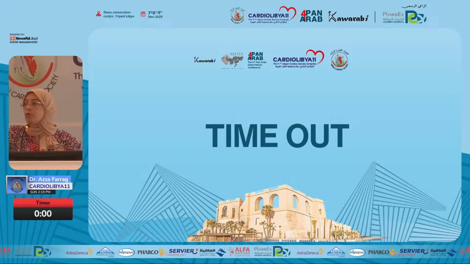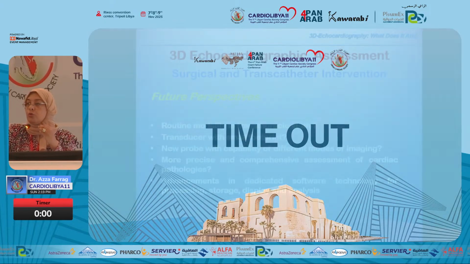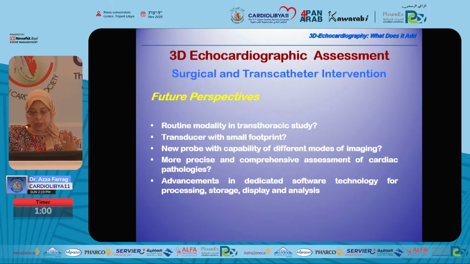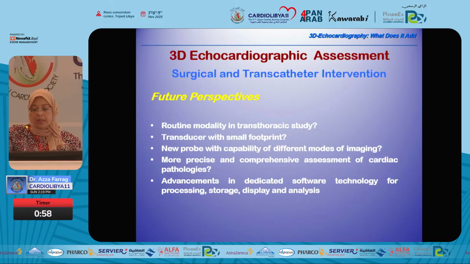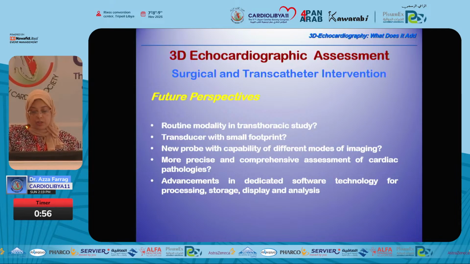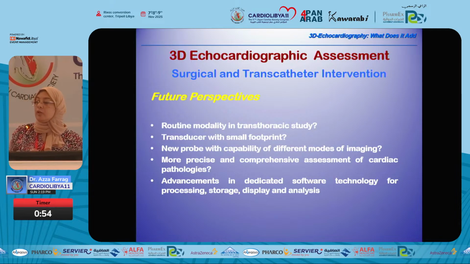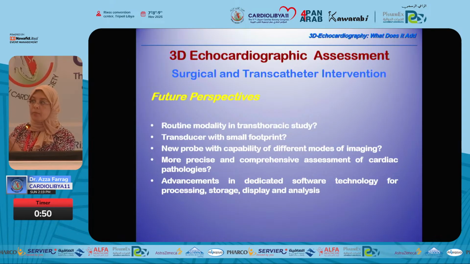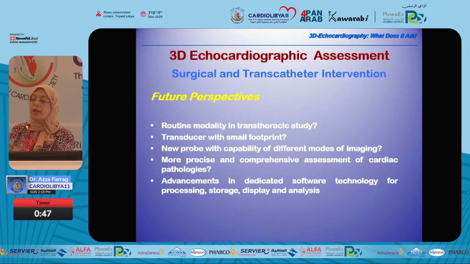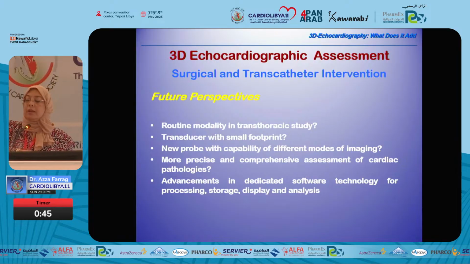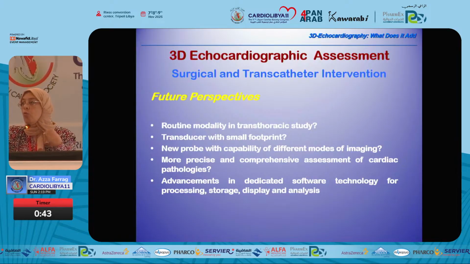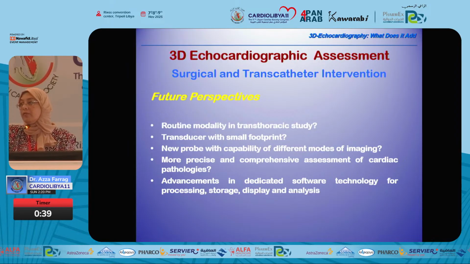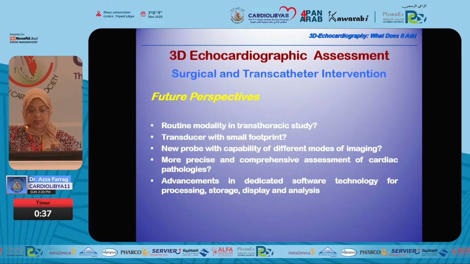And of course, this is very nice to introduce very new software for assessment of regurgitation, more precise and comprehensive assessment of cardiac pathologies, and of course the software will help us in collaboration with the Department of Biomedical Engineering in the Faculty of Engineering. They know what we need to improve this software and embed it into the different vendors and echocardiographic machines. Thank you very much.